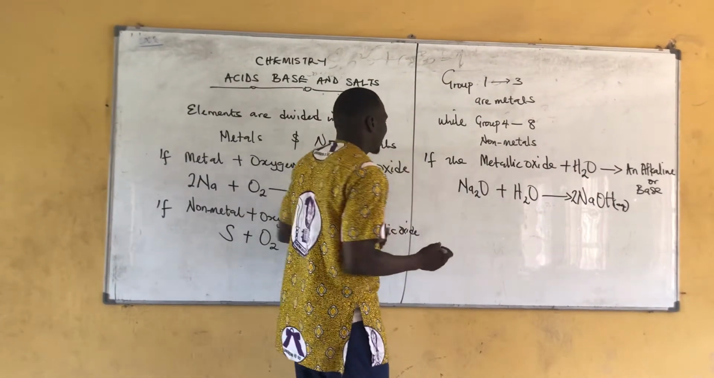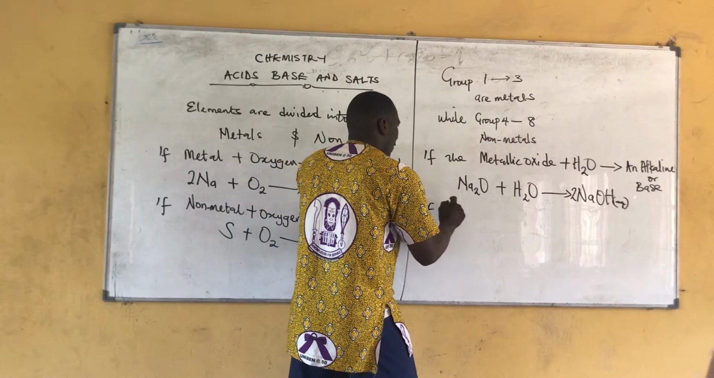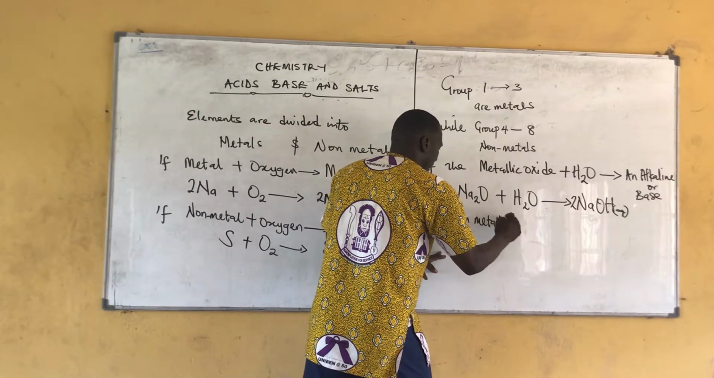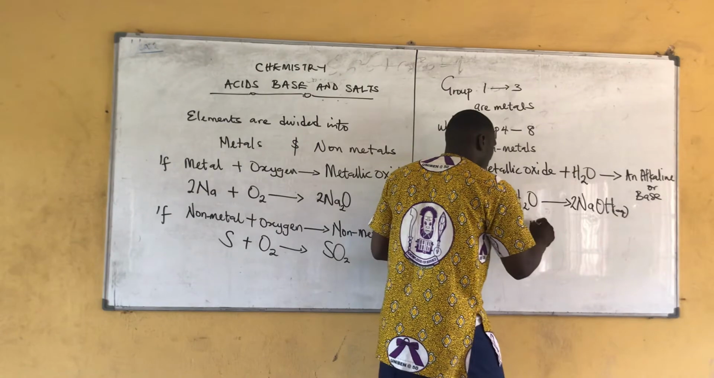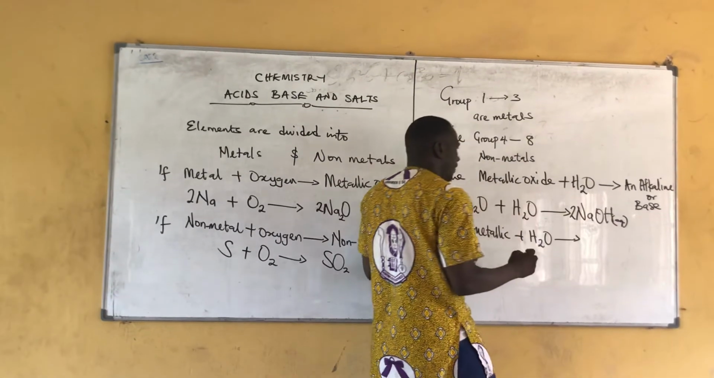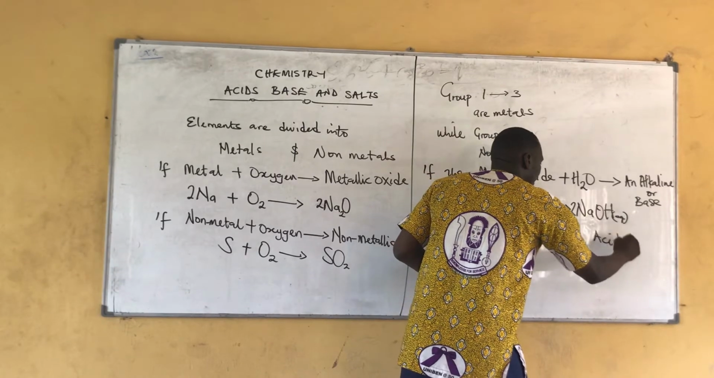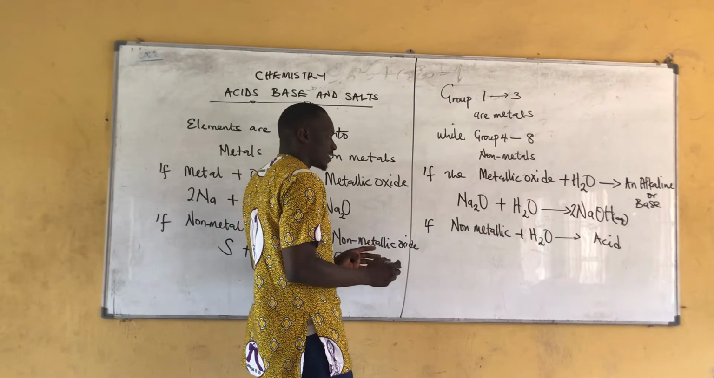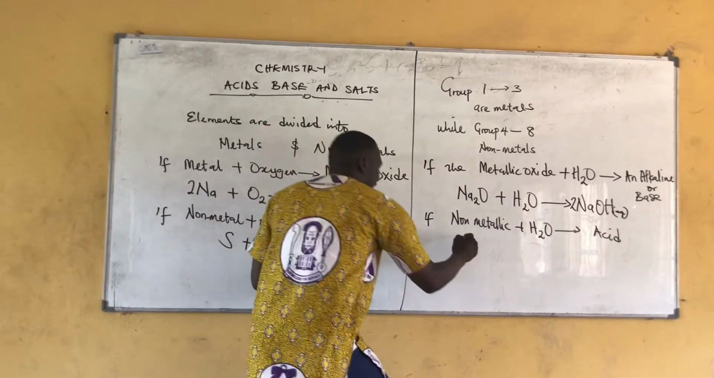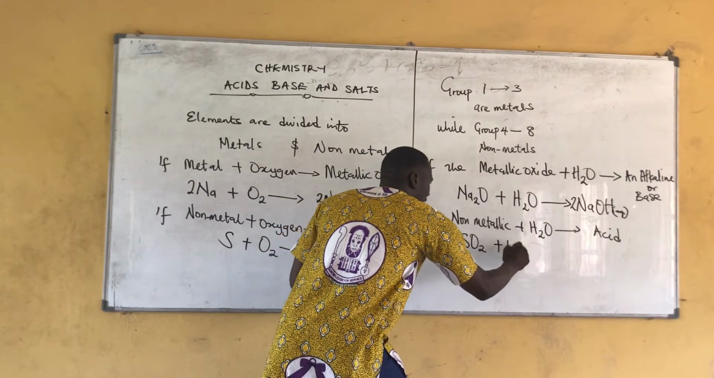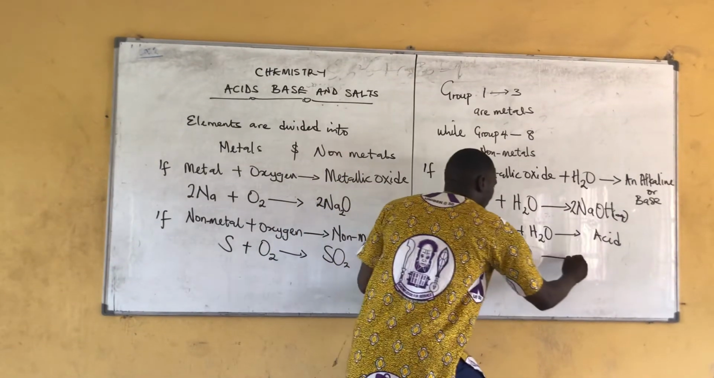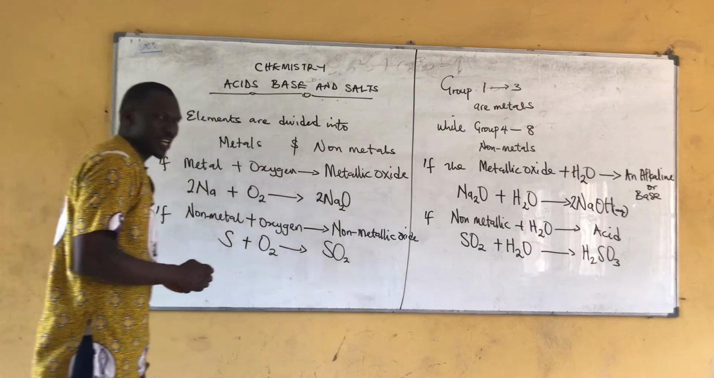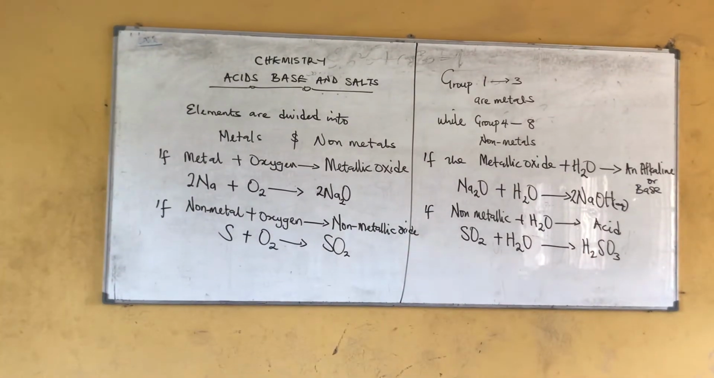We are going somewhere. Let's see if non-metallic oxide combines with water, it gives us an acid. Example, let's see SO2 combining with water to give us H2SO3, which is an acid.